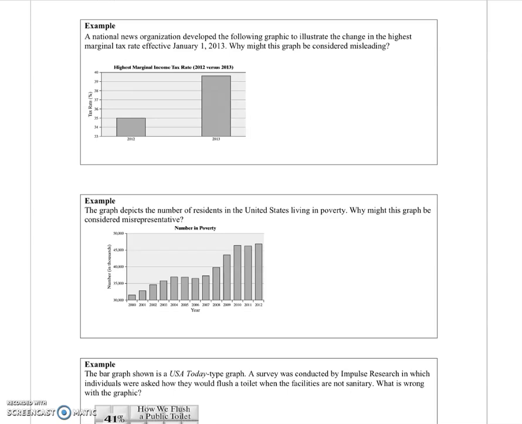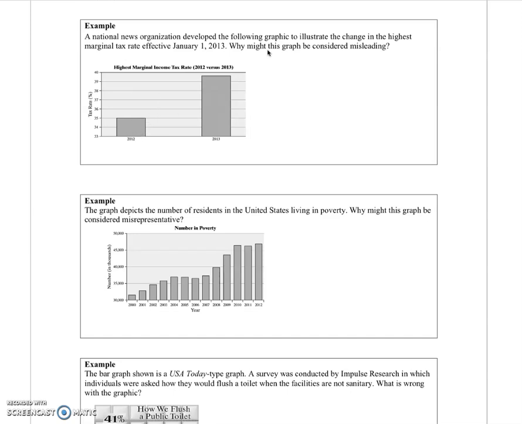Let's look at some more examples of some misleading graphs. So in this example, we have a national news organization that created the following graphic to illustrate the change in the highest marginal tax rate as of January 1st, 2013. So why might this graphic be considered misleading?